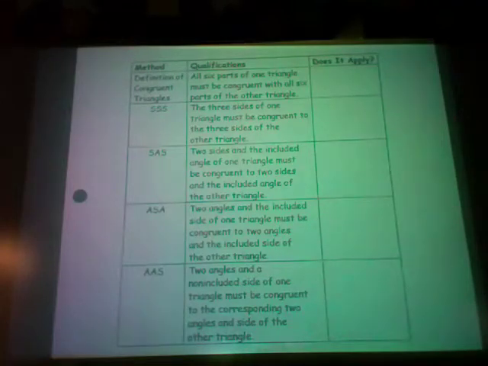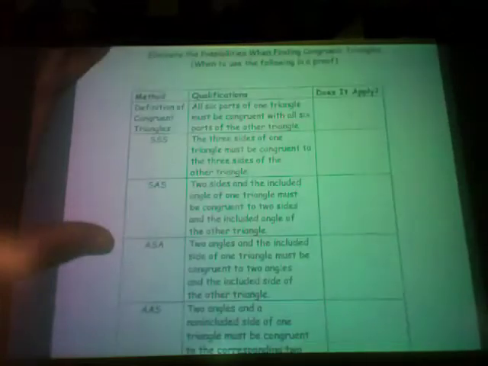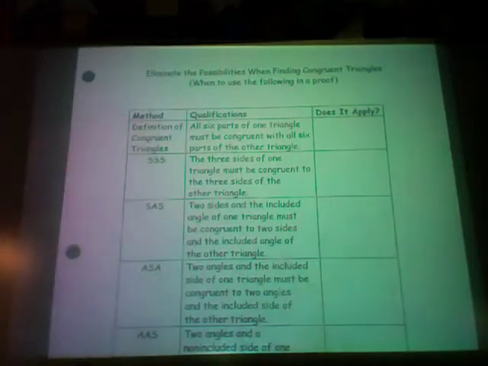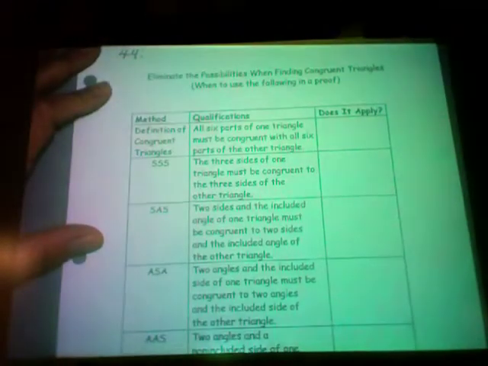Yeah, it would be. So this right here, I've given you this sheet. Eliminate the possibilities when finding congruent triangles. You're going to use one of these to progress your proof. So I would title this 4-4, Proving Triangles Congruent.